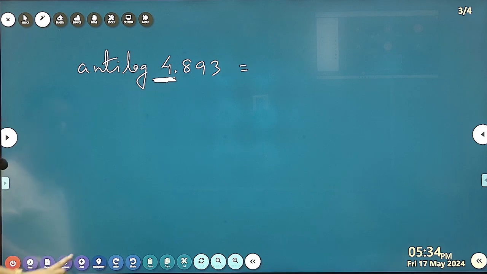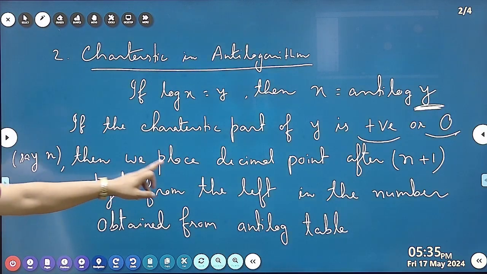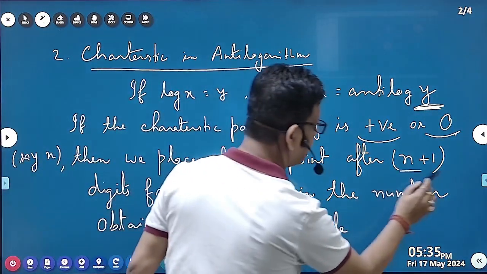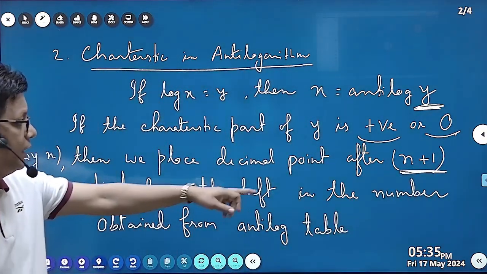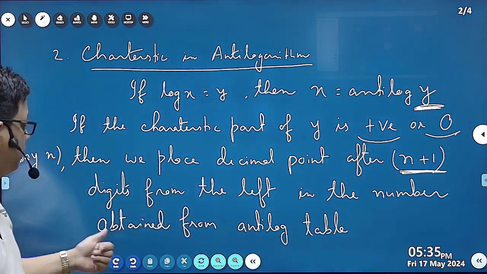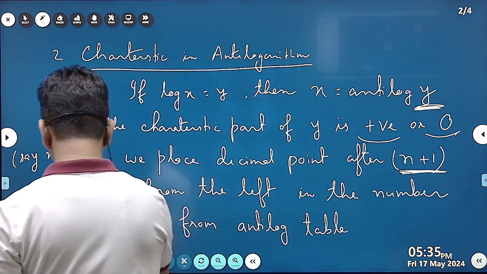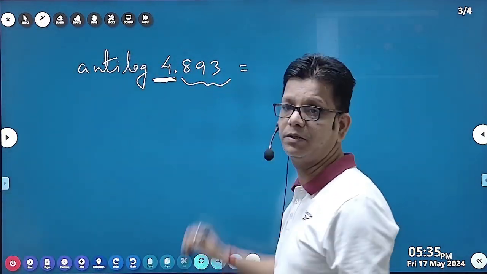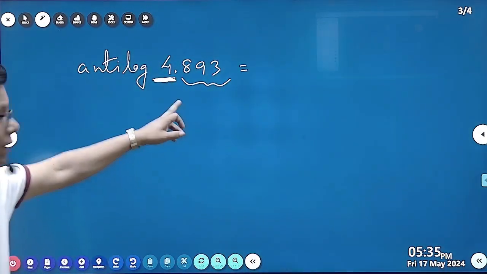Now, supposing this number is n. Then what you need to do? Then we place the decimal point after n plus 1 digits. I'll explain what that is. The decimal we need to put after n plus 1 digits from the left in the number obtained from the antilog table. So it means that first of all here we have to do the mantissa part. That is the reverse process. So first of all, we'll find the mantissa part.